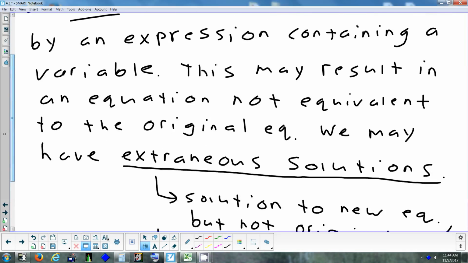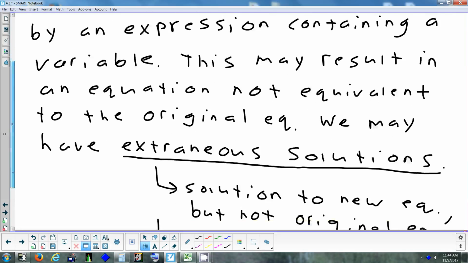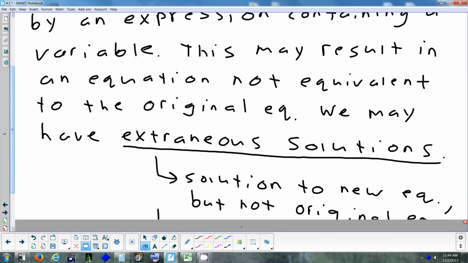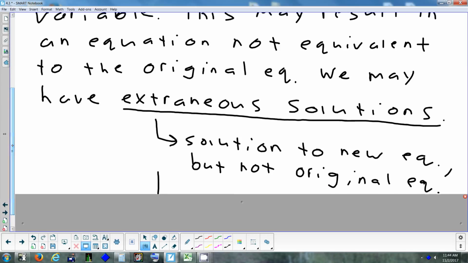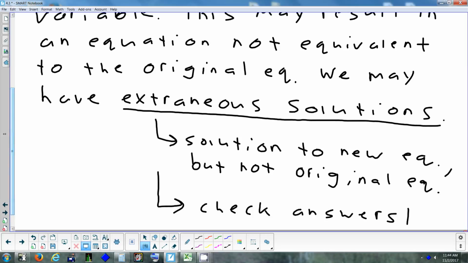Okay, so an extraneous solution is a solution to the new equation that you created by multiplying both sides by a variable. But if you go back to the original problem, it doesn't work. Okay, so how do you avoid that? Well, you really can't. All you can do is when you're done, check your answer. You have to check it and see if it works. Check your answer.